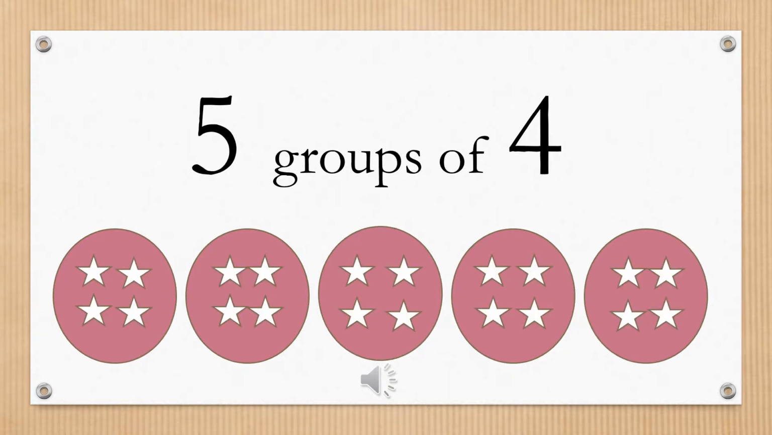Now that I have my 5 groups laid out, I need to add 4 in each group. Because my sentence reads 5 groups of 4, I have 5 groups and 4 in each one. In this case, I used stars to put in each one. And you'll notice that our groups are always equal. If our groups are not equal, this does not represent a proper multiplication sentence.